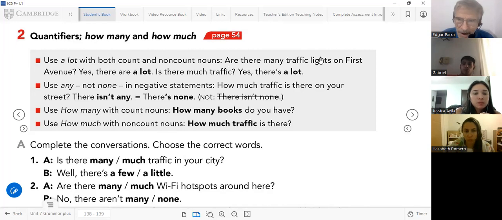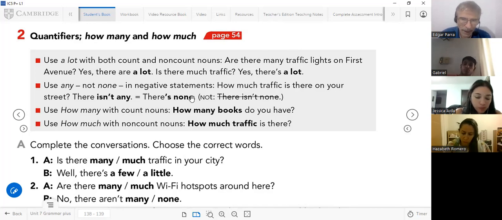Okay? Traffic lights is countable because you can count 1 traffic light, 2 traffic lights, but in general, if you say something that is non-countable, like traffic, it is singular, it's not plural. So you don't say how many traffic. No. You have to say how much traffic. You don't say there are many traffic. No. You have to say is there much traffic as a question. You understand? Yes.